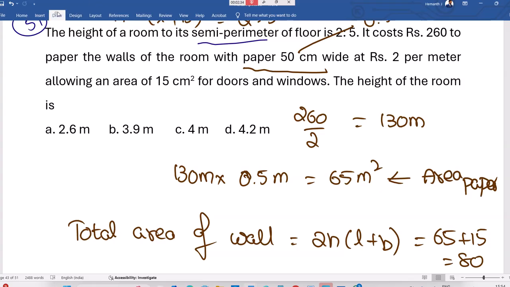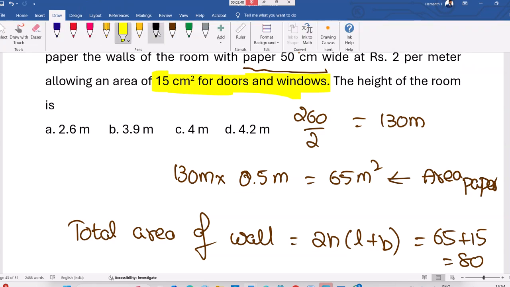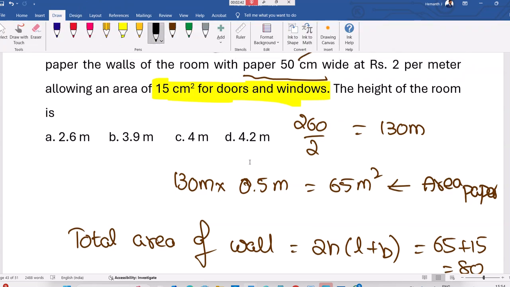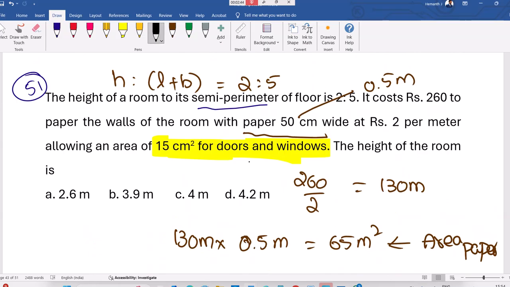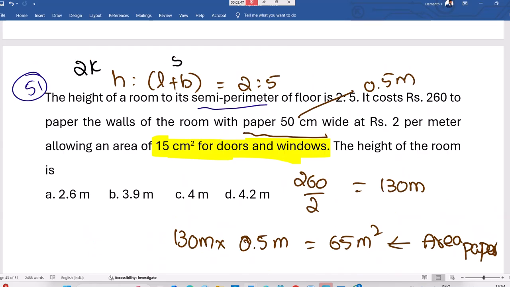Windows and doors, this one we need to occupy now. So we'll get 80. So total area is 2h into L plus B. You know h is 2k, then L plus B will be 5k. You can calculate k, then you can calculate height easily.